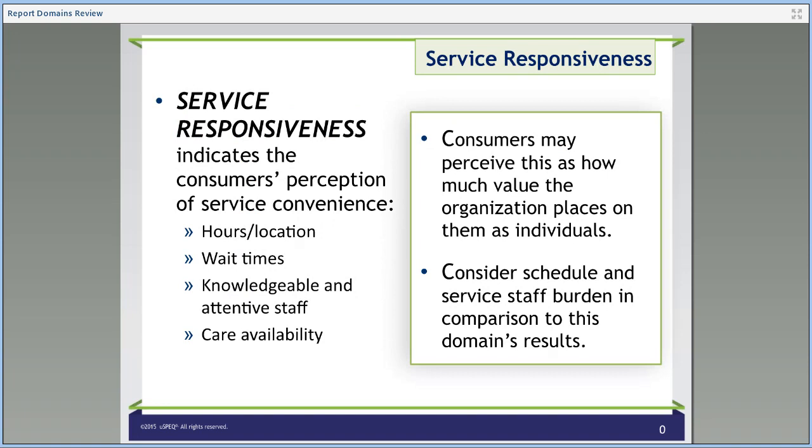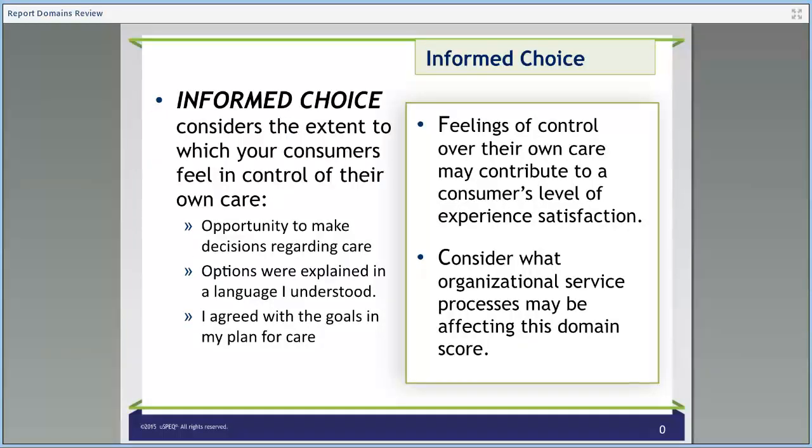The first domain is service responsiveness and is used to indicate the consumer's perception of the convenience and ease of access to your organization's services. Areas that are encompassed by this domain include hours of operation, site location, and availability of care. If you're finding that you're receiving lower results than you might be expecting, you may want to consider reviewing staff schedules and the number of staff available to provide services, as well as ensuring the ratio of service professionals to consumers is well balanced.